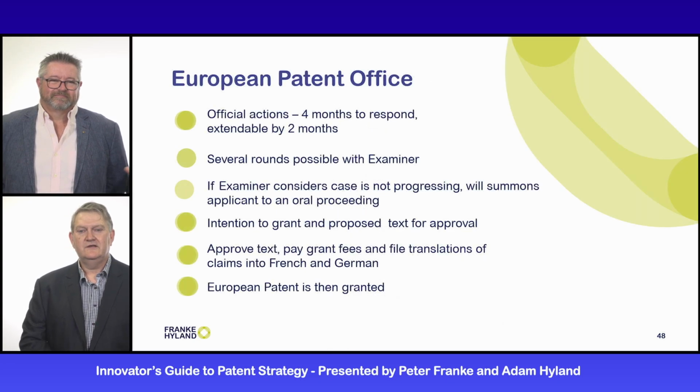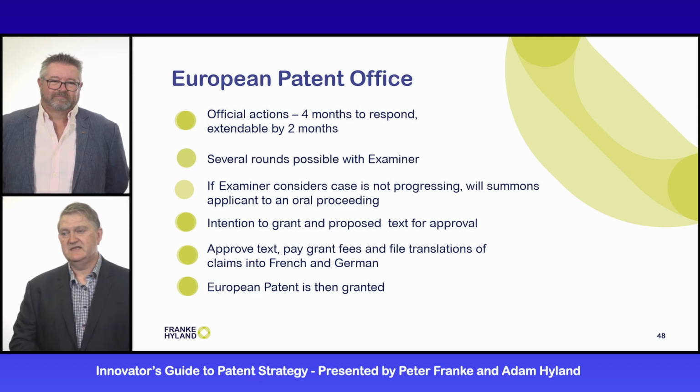So then you get an official action from the European Patent Office, which I've just shown you. You get 4 months to respond. You go backwards and forwards with the examiner several times. They're not necessarily quick. It might take you months or, in some cases, years from when you file a response to when you hear anything further. And you can go backwards and forwards with the examiner. If the examiner decides the case is not progressing, they will summons you to an oral proceeding, which is really just a fancy word for an interview, but that's what they call it, being the European Patent Office.